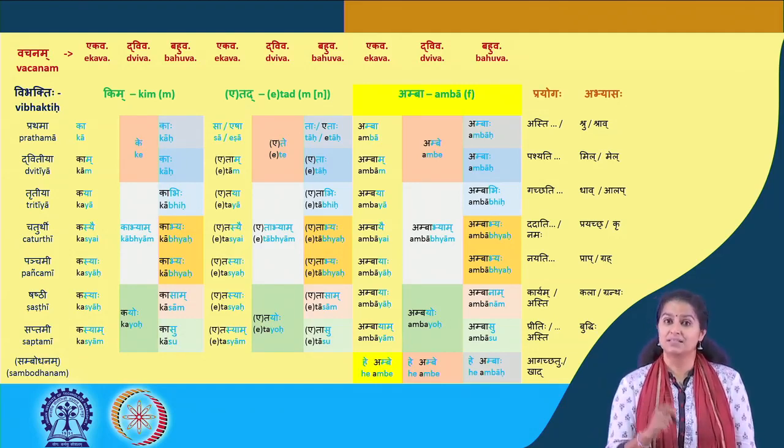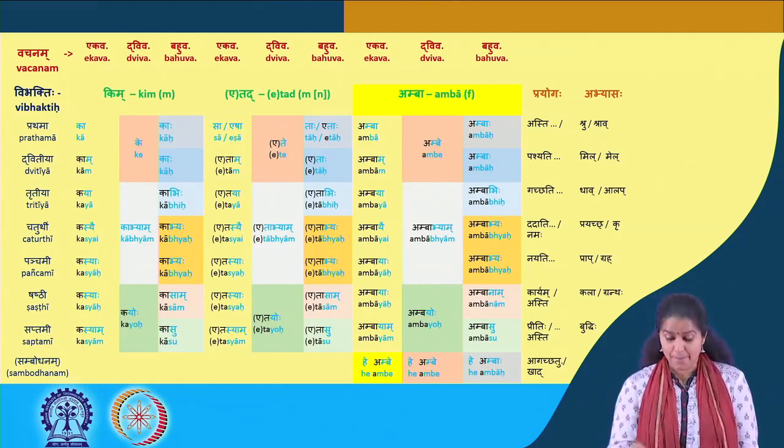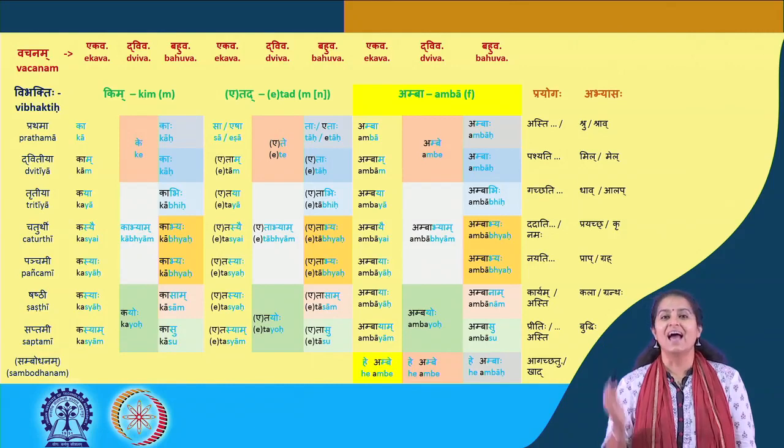Let's move on to the last one, which is kasyam. But here the dual is kayoho. So you have to know where it is the same and where it is different. So kasyam pritihi asti, tasyam ambayam pritihi asti. And in the dual, kayoho pritihi asti, tayoho ambayoho pritihi asti. And kasu pritihi asti, tasu ambasu pritihi asti.